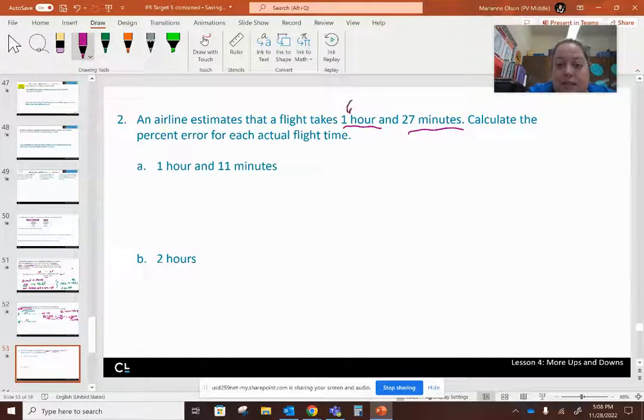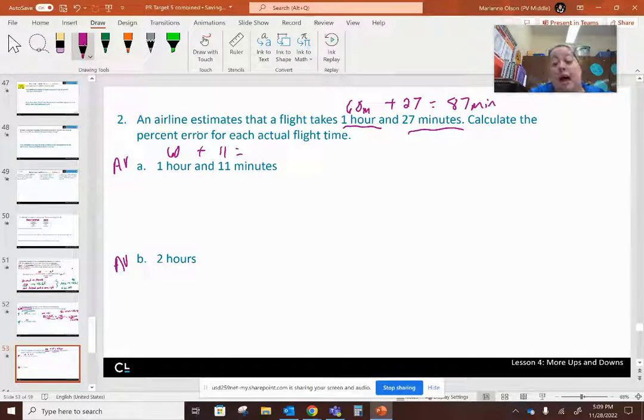So if this is 60 minutes, I'm going to do 60 plus 27. And that gives me 87 minutes total. And again, it says, these are my actual values. And you're going to solve both of these. So these are both my AVs. But again, I have to change them only to minutes. So 60 plus 11 gives me how many total minutes?